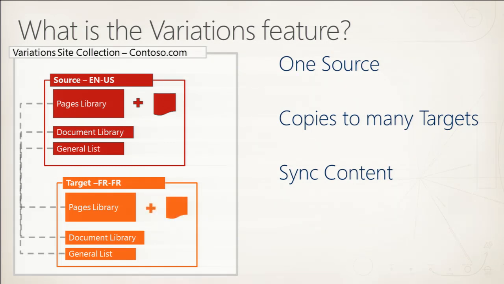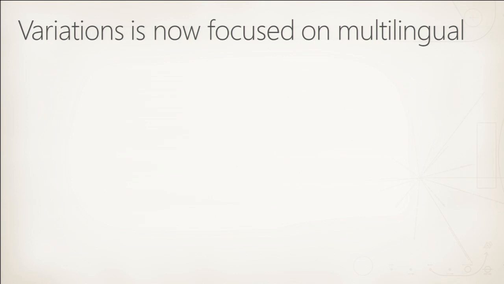One of the main things, and the main thing that I'd like you to take away from this, is that variations is now focused on multilingual scenarios. In the past, we've talked about variations kind of in the abstract, where we'd say you could use variations for different mobile renditions of your site, or you could use variations for different brands, for example. But we now have very dedicated features for those scenarios.